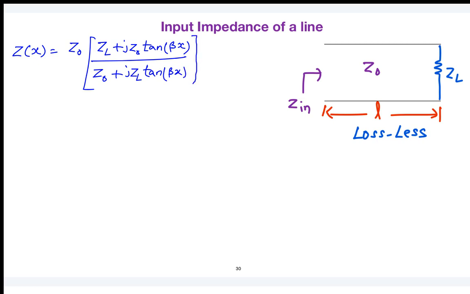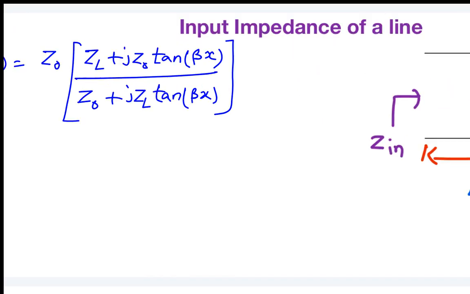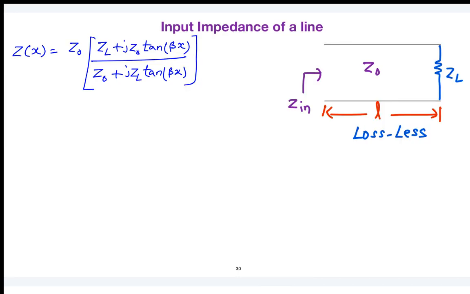Now you can see the diagram clearly. There is a transmission line and the length of the transmission line is equal to L. So how to find out the input impedance now? Will you agree with me if I say the input impedance is the same as Z of x at x equal to L? Will you agree with my statement?